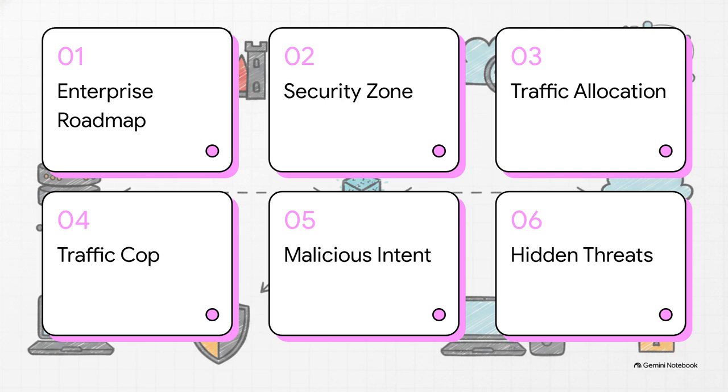We'll start with the enterprise route map and NAT, move into security zones like the DMZ, check out traffic distribution with a load balancer, and meet the traffic cop, Nginx. Then we'll try catching malicious intent with a WAF, before wrapping up with a look at a hidden threat.